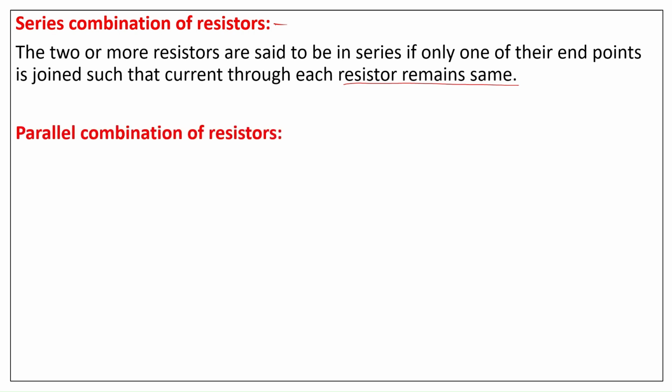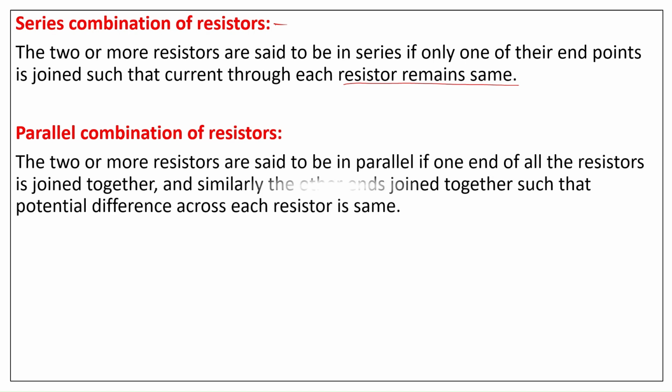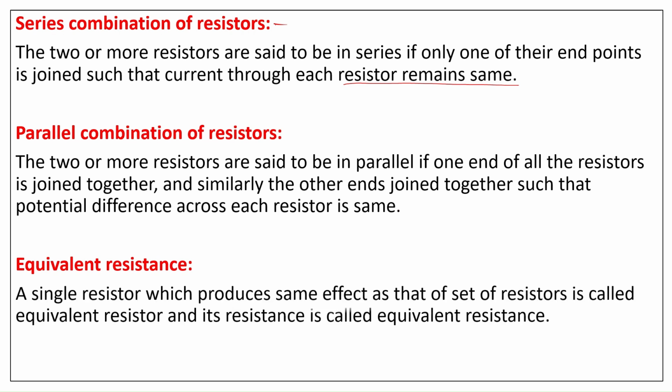2. Parallel combination of resistors. Two or more resistors are said to be in parallel if one end of all the resistors is joined together, and similarly the other ends are joined together, such that the potential difference across each resistor is the same. 3. Equivalent resistance. A single resistor which produces the same effect as that of a set of resistors is called the equivalent resistor, and its resistance is called the equivalent resistance.